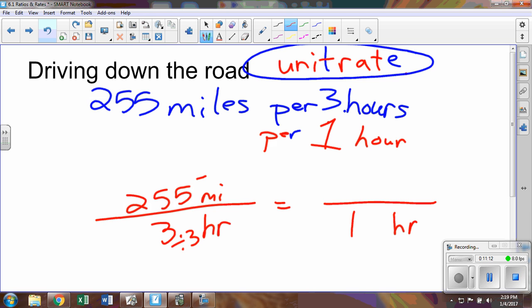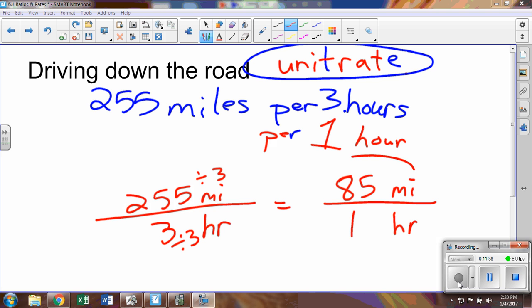Just divide by 3. That's all unit rates are. You're just dividing it out. 255 divided by 3. Numerator divided by denominator. And 255 divided by 3 gives us 85. So there you go. You're driving at a speed of 85 miles per hour until the cop catches you, in which case you wind up going 0 miles per hour for a little bit.